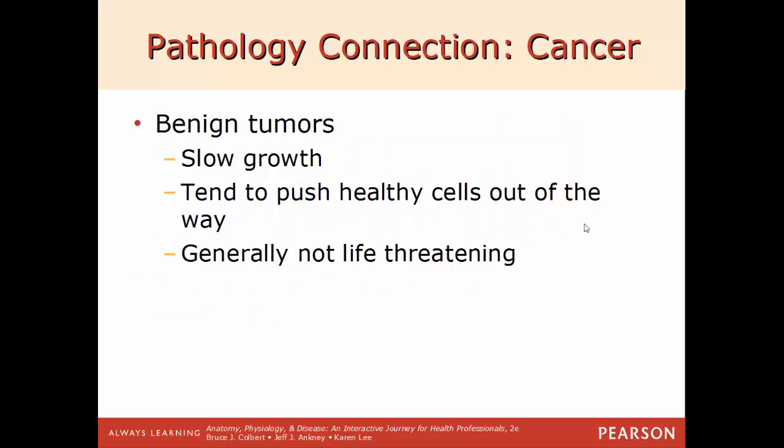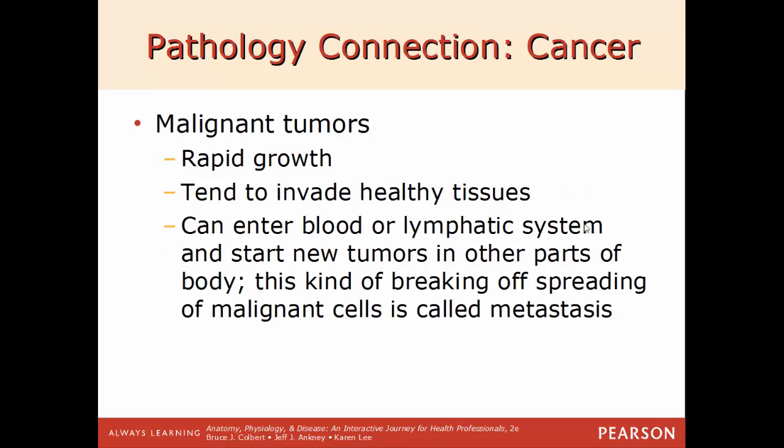Tumors that are benign usually will grow very slowly. They usually will push healthy cells out of their way, and in general are not life-threatening. They still cause issues, but if you have to have cancer, benign is what you want. Okay, the opposite of that, malignant tumors, will have very rapid growth. These will tend to invade other healthy tissues, or spread to other tissues, which is when cancers become quite serious, when they start to spread or metastasize to other parts of the body.